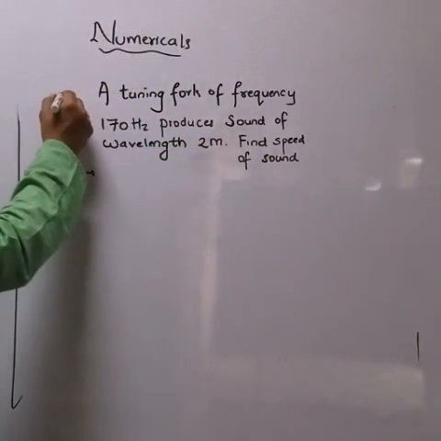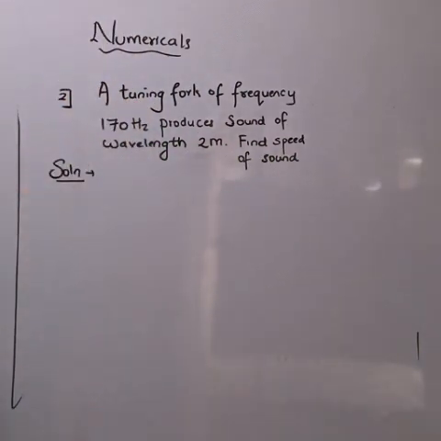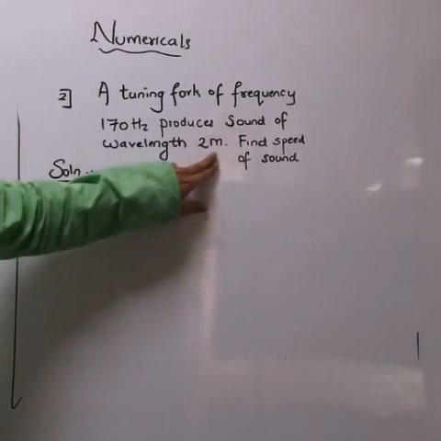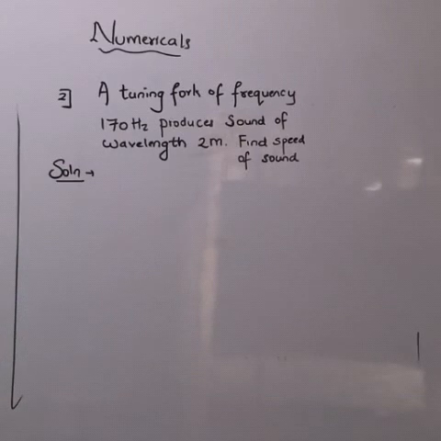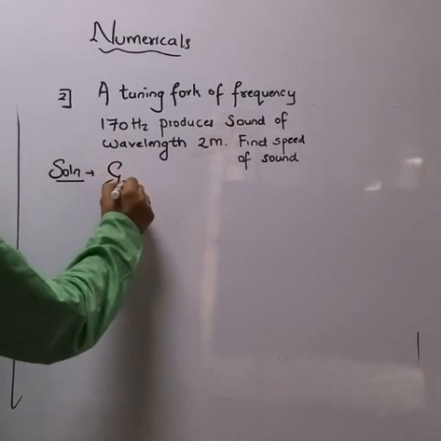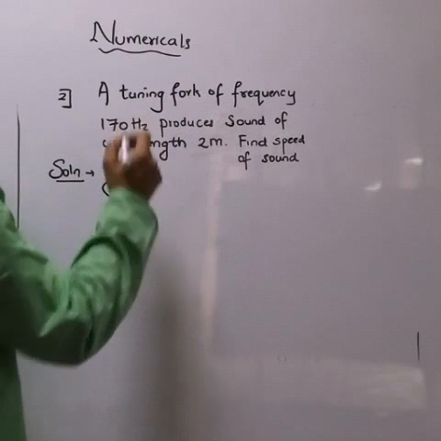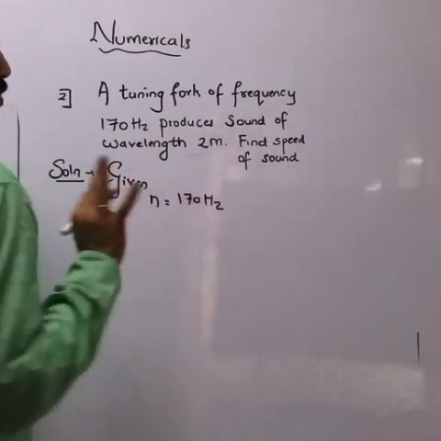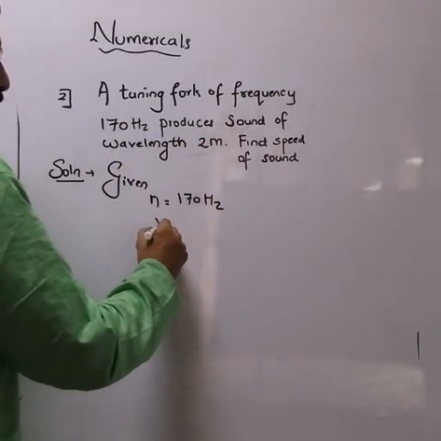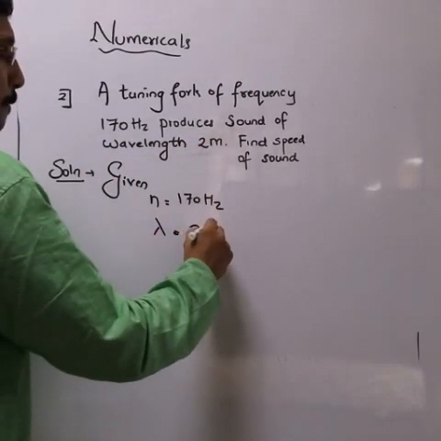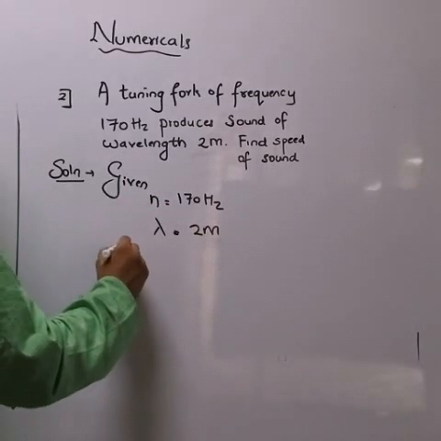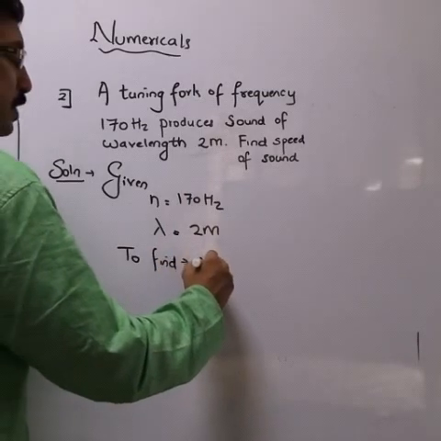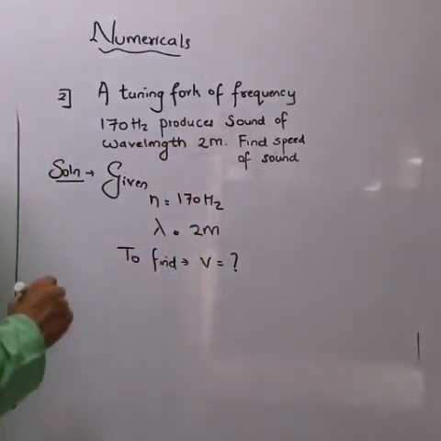Now talk about the second numerical. What is the question? A tuning fork of frequency 170 Hz produces sound of wavelength 2 meters. Find the speed of sound. So in the given part, what will you write? Frequency n is 170 Hz. Wavelength is given, lambda is 2 meters. What do you have to find? Speed of sound, that is V. V you have to find.